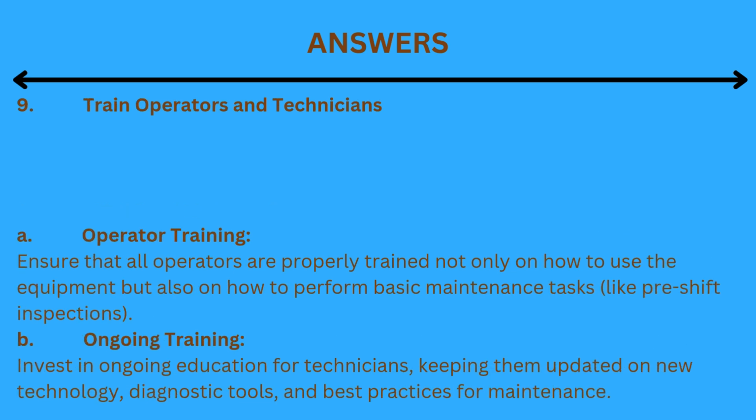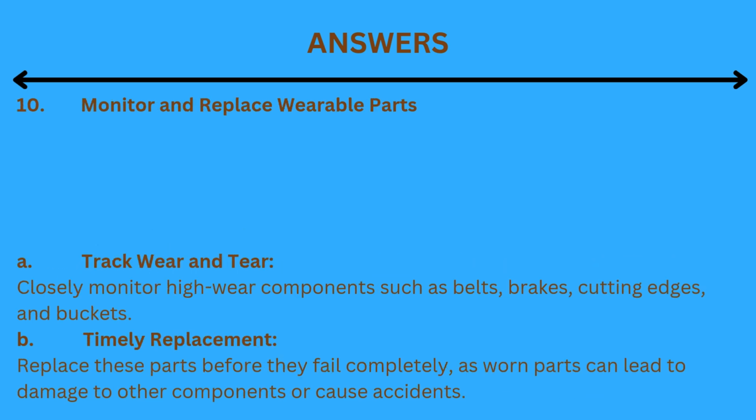9. Train operators and technicians. A. Operator training. Ensure that all operators are properly trained not only on how to use the equipment but also on how to perform basic maintenance tasks, like pre-shift inspections. B. Ongoing training. Invest in ongoing education for technicians, keeping them updated on new technology, diagnostic tools, and best practices for maintenance.